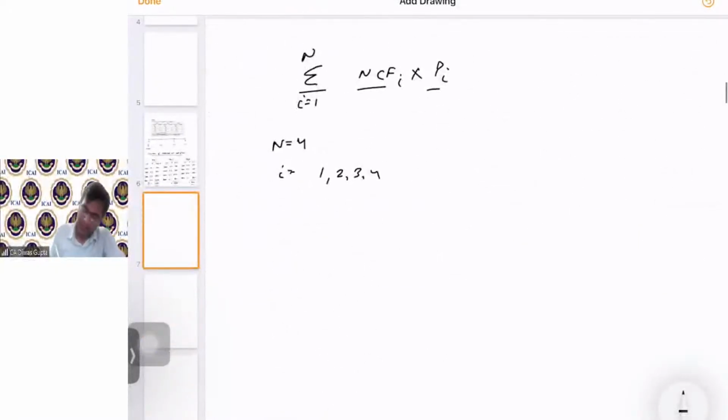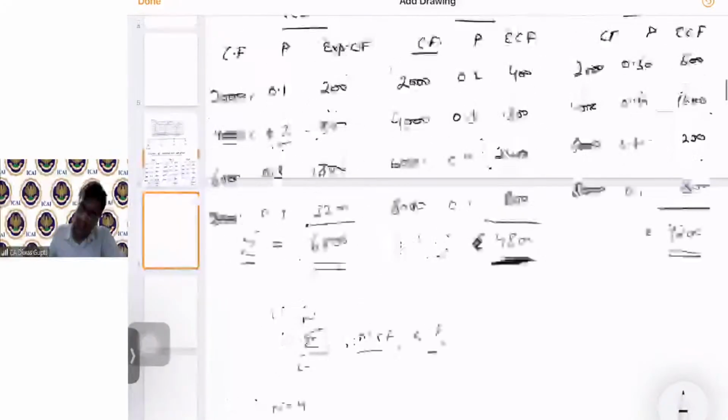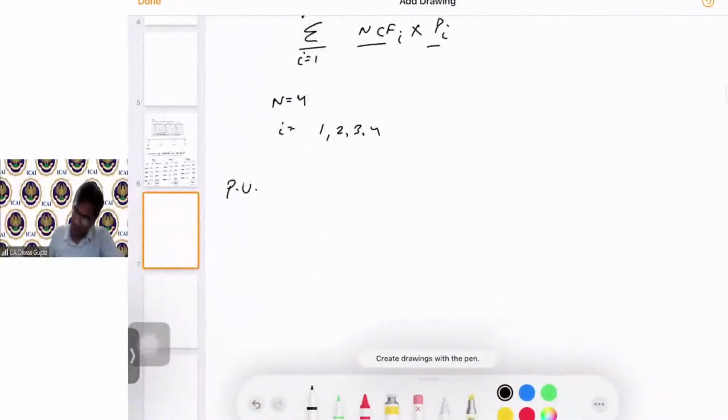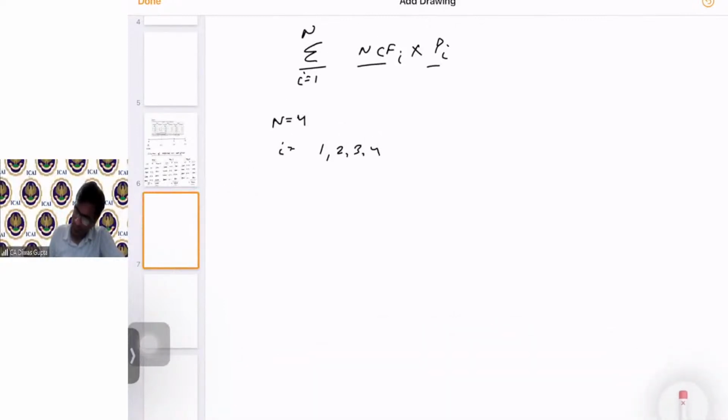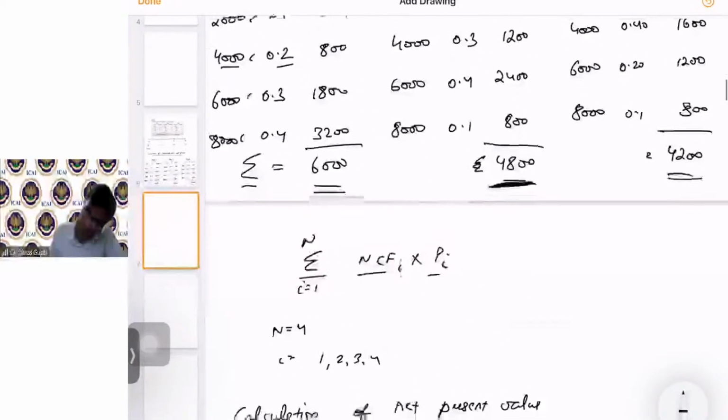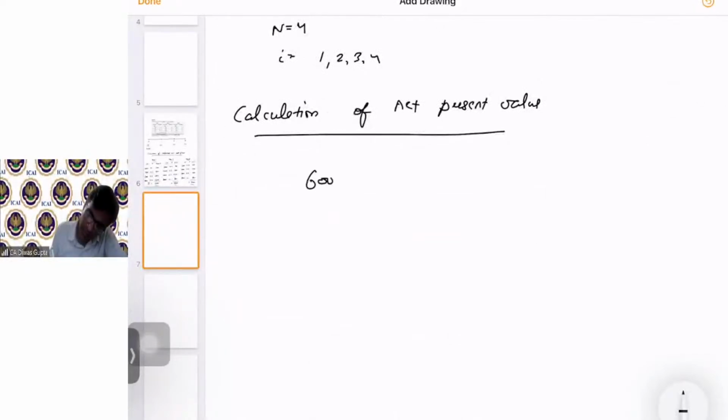Then ultimately, what is the question asking? The question is also asking to calculate the net present value. Correct? So we will have to write it here. Calculation of net present value. What are these? So 6000 is year 1, 4800 is year 2, and 4200 is year 3.